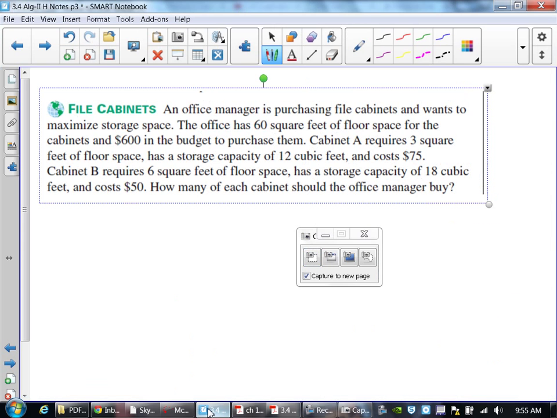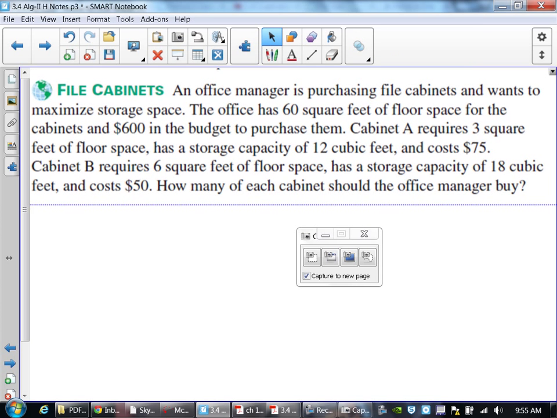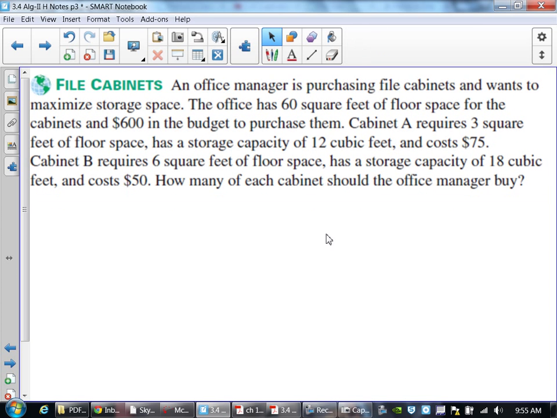The other one is another really simple one. I've actually had to do something like this before when you're trying to figure out storage. You have X amount of space and X amount of money. So as you read through the cabinet one, you're purchasing filing cabinets and you want to maximize your storage space. So right there in the first sentence, your objective is to maximize storage.